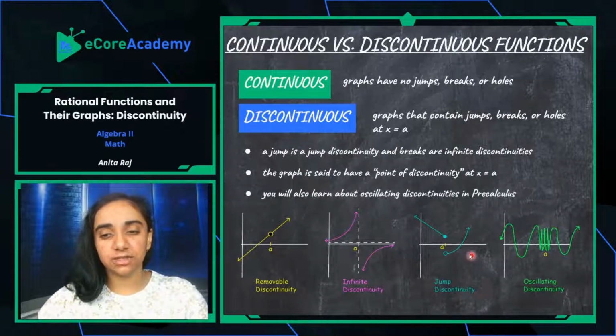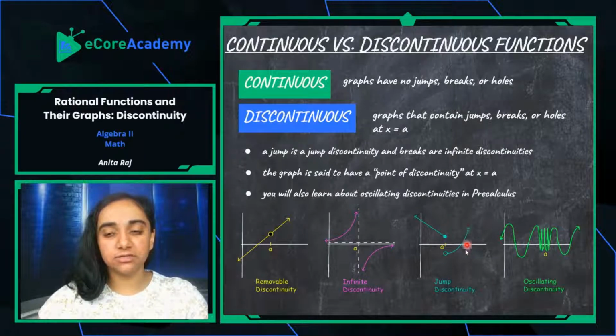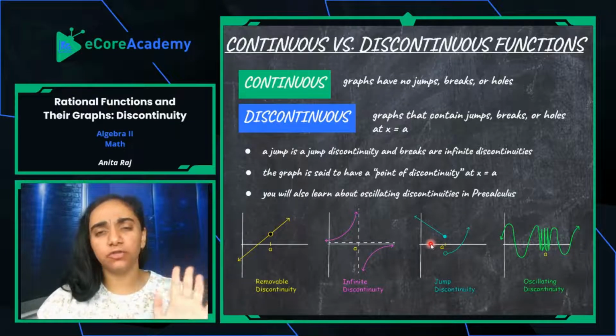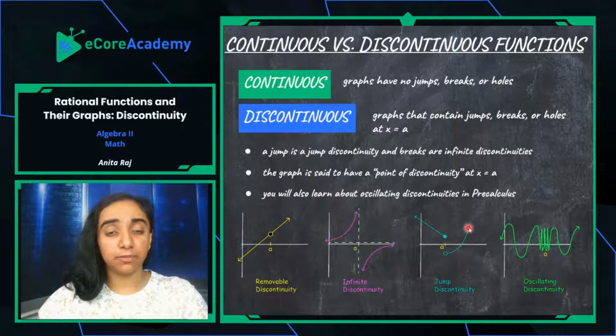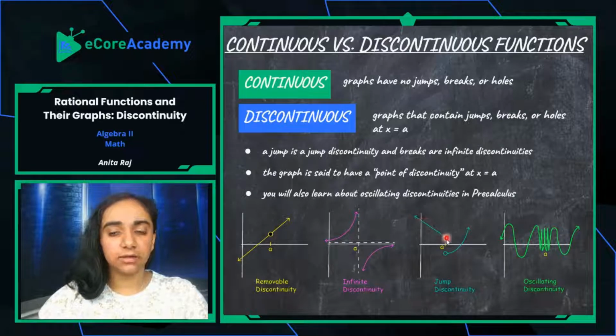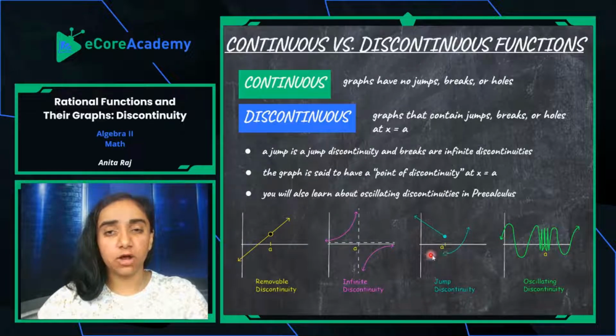Then we have our jump discontinuity. In this case, it's not an absolute value function, but this is more of a piecewise function. And you hopefully remember that from Algebra 1. This part almost looks like half of a parabola, and this part looks like a line. But the thing is, at x equals a, this line approaches a at a different y value. It approaches it up here in quadrant 1, whereas this function approaches a at a different y value in quadrant 4.